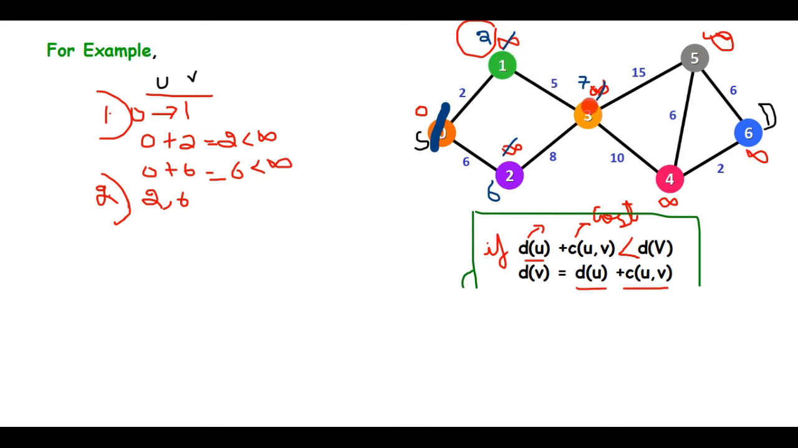So here from 1 to 3 we have only the one edge. Therefore you're adding the value which is already in 1 and continuing by adding the weight of the edge, hence you got 7. So now your 3 value is 7. Okay, so you are done with 1, so we can strike off 1.